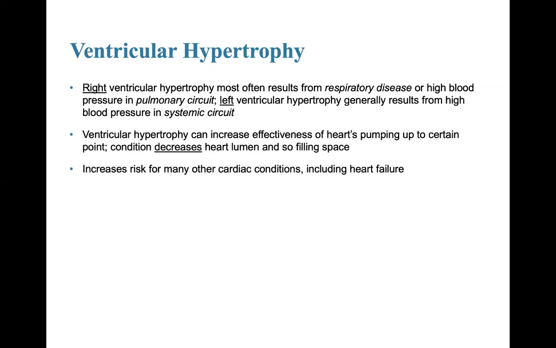Right ventricular hypertrophy most often results from respiratory disease or a higher than normal blood pressure in the pulmonary circuit, meaning that the right side of the heart is more enlarged. Left ventricular hypertrophy generally results from high blood pressure in the systemic circuit. Ventricular hypertrophy can increase the effectiveness of the heart's pumping up to a certain point. The condition decreases the heart lumen and so the filling space. It increases risk for many other cardiac conditions, including heart failure.